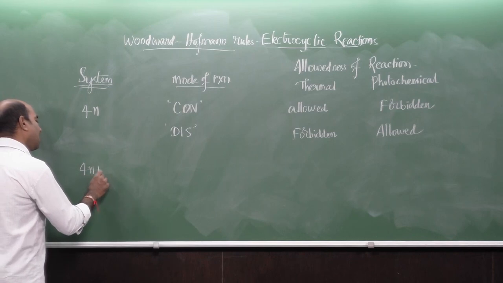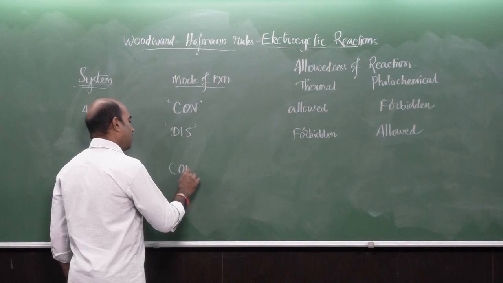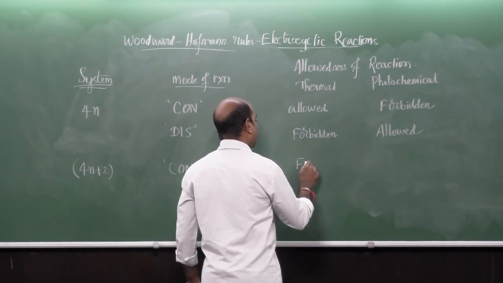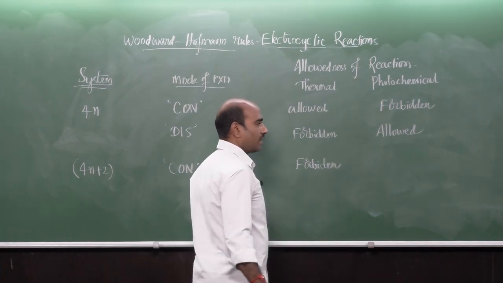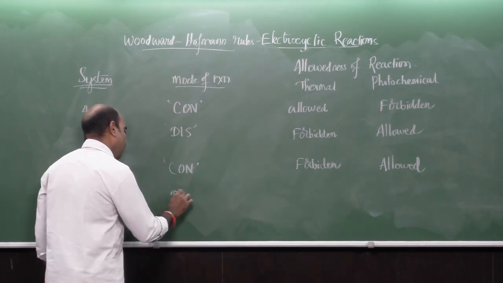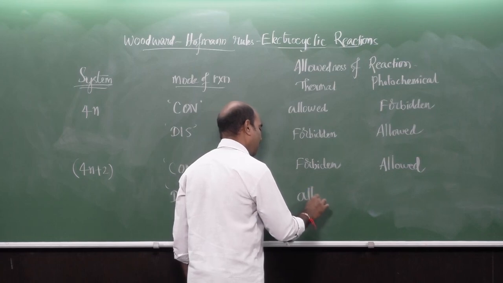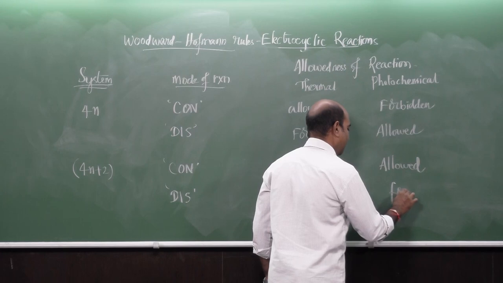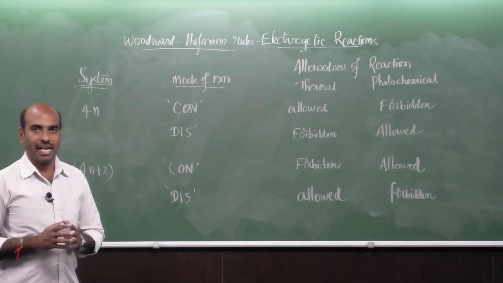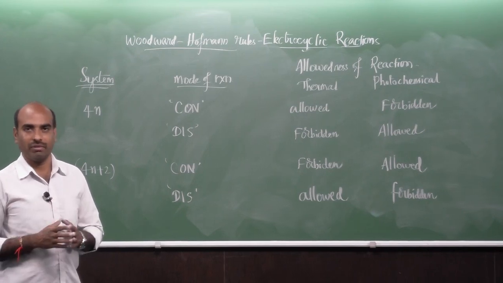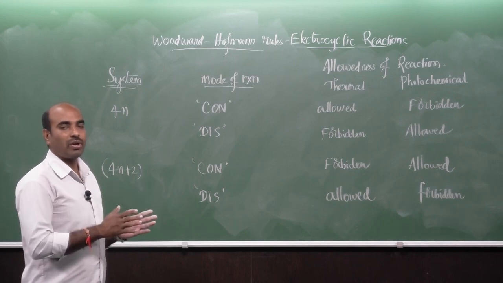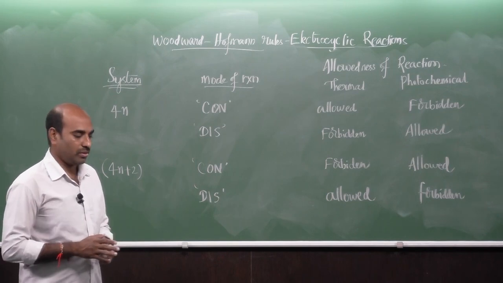So for the 4n plus 2 system, con mode of rotation under thermal condition, it is opposite to the 4n system. So, it is forbidden. Whereas for photochemical, it is allowed. So, the dis mode is allowed here under thermal condition and here it is forbidden. So, these Woodward-Hoffmann rules for electrocyclic reactions will give us the complete picture of whatever we have discussed so far, right. So, con rotation under thermal condition for the 4n system is allowed. So, dis rotation for a 4n plus 2 pi system under thermal condition is allowed, okay.